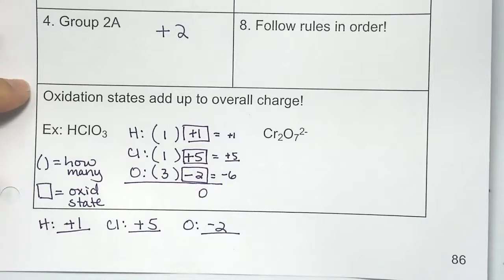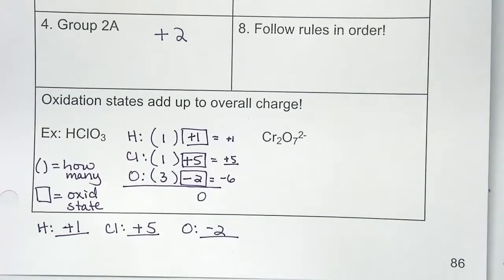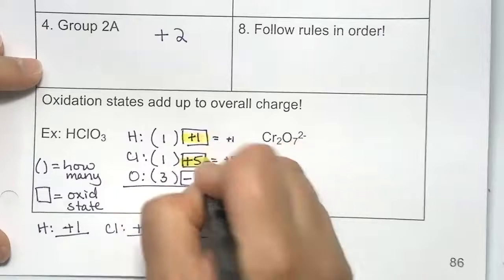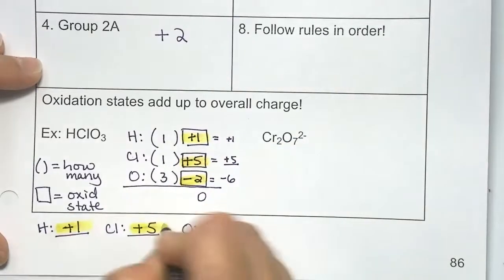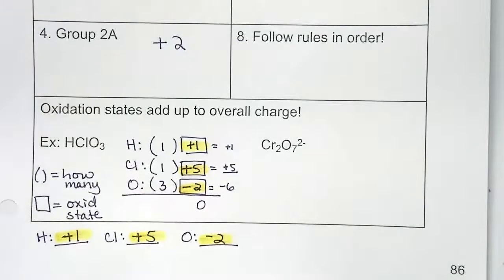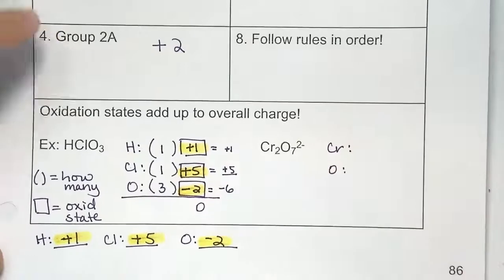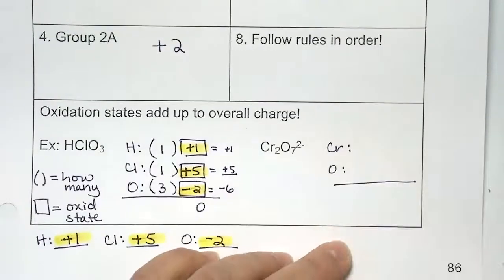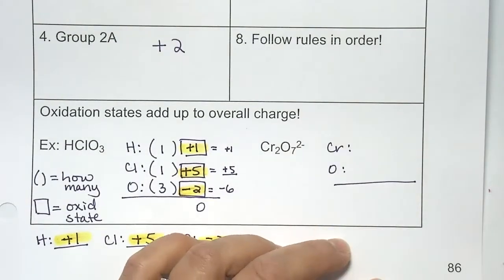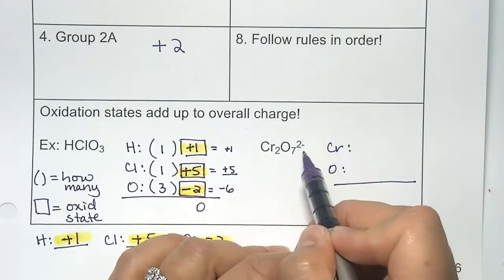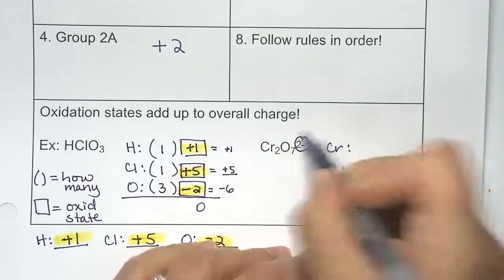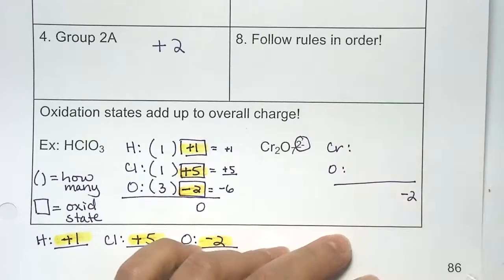Okay? So I can highlight this if it's helpful. Any number that's in the box comes down here. Okay, let's do Cr2O7. So Cr and O. What does this have to add up to overall, Michaela? Look at the -2. Okay, so it has to add up to -2.